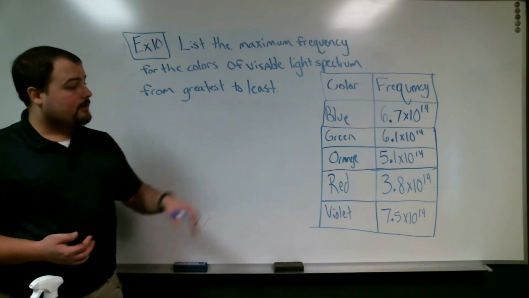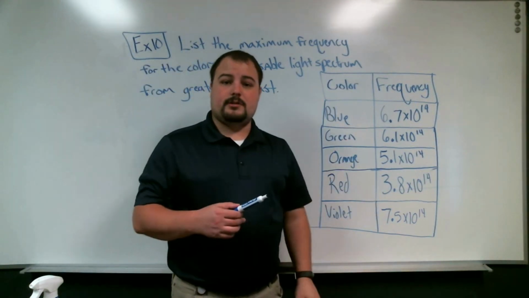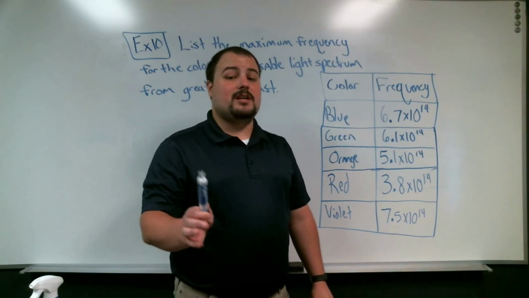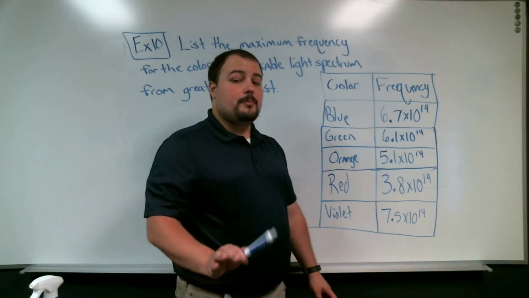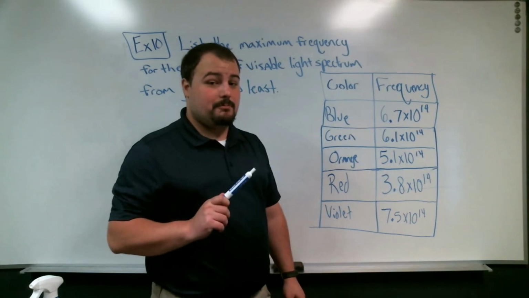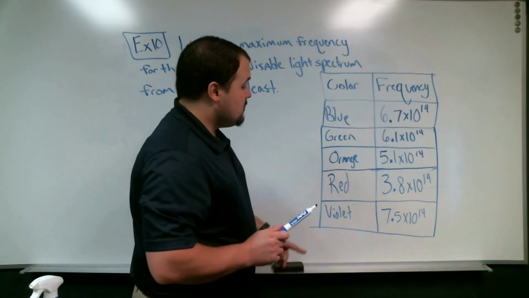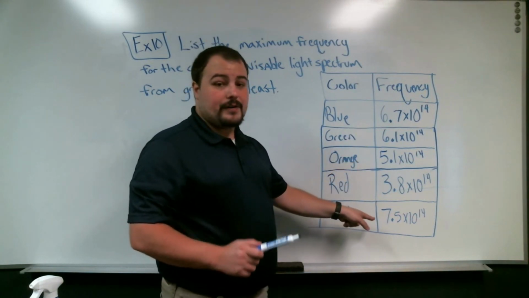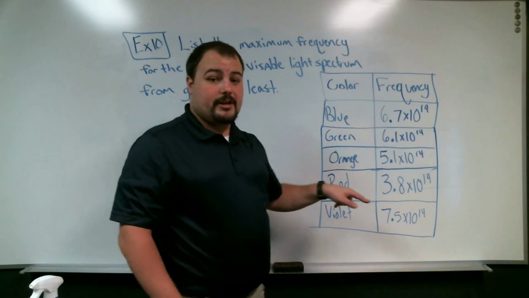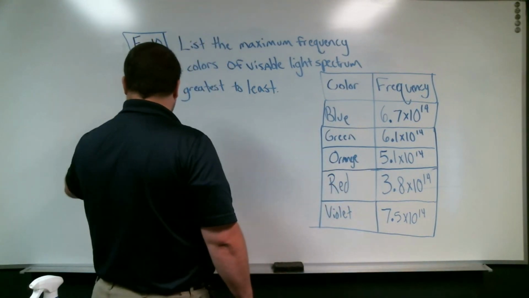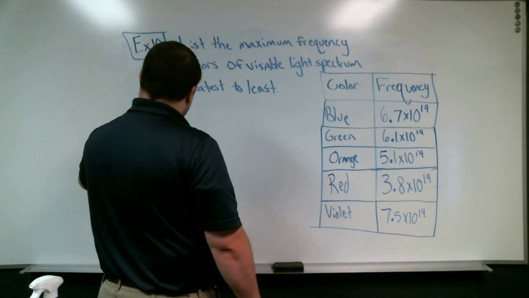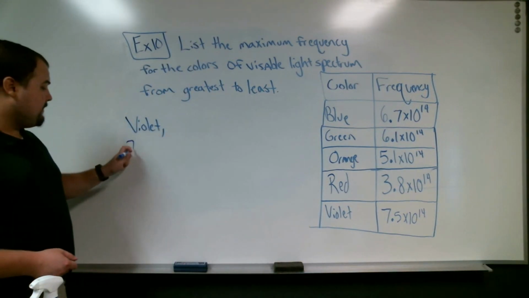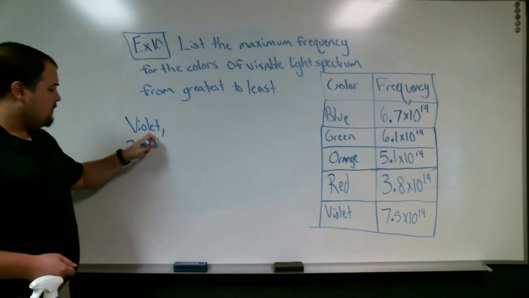So on this, we're looking at those numbers. They're all 10 to the 14th power. Since they're all 10 to the 14th power, all we've got to do is look at the decimal to establish which one is the biggest between them. Reminder, the decimal should all be between 1 and 10, because that's what scientific notation is. So we have 6.7, 6.1, 5.1, 3.8, 7.5. 7.5 is bigger than all the others, so that means that violet is the greatest. So I put the word violet up here, and that's because it's 7.5 times 10 to the 14th.